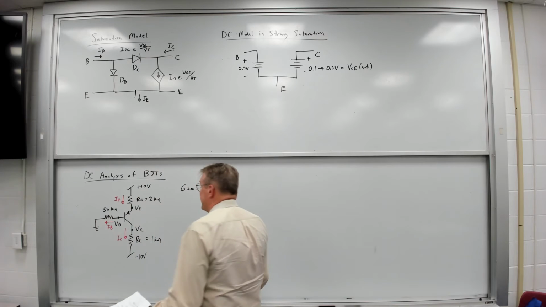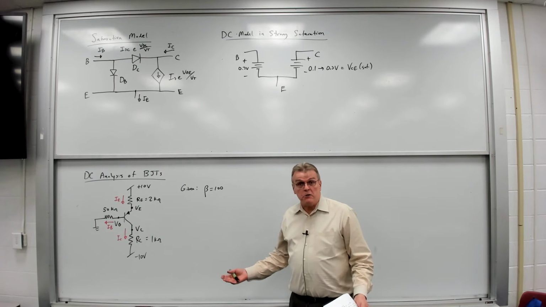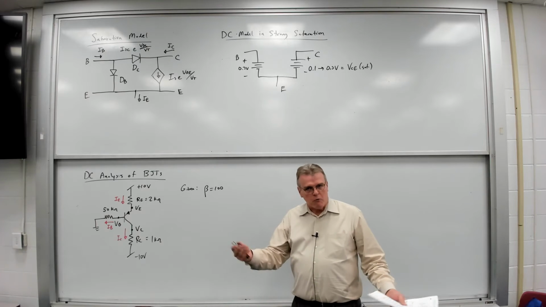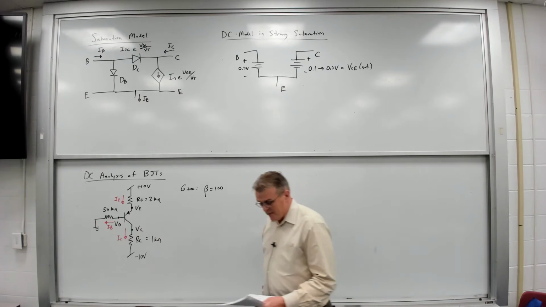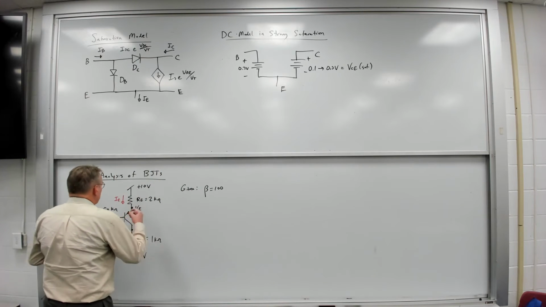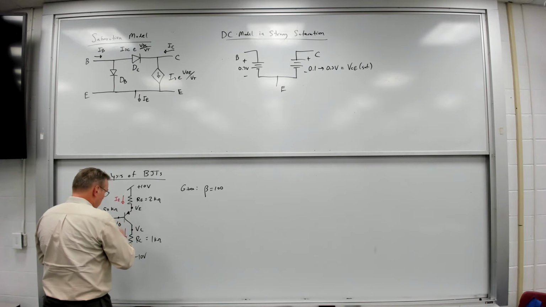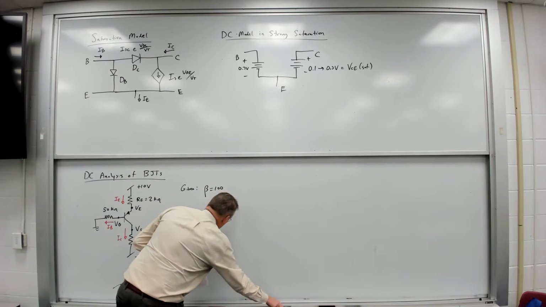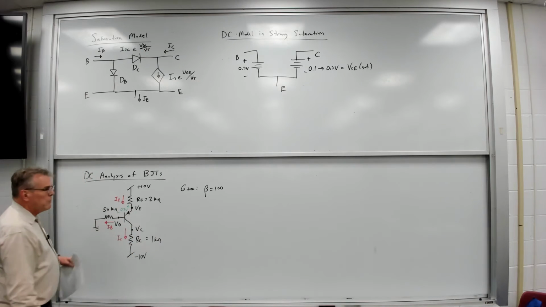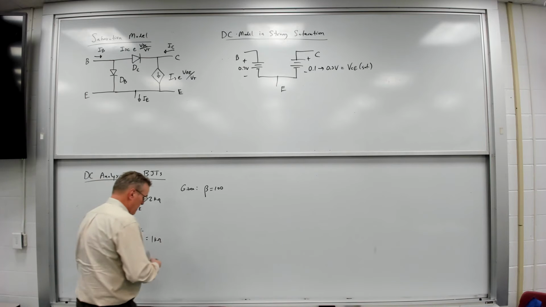The question is whether it is in active operation or saturation. Well, we'll make an assumption, and then we'll check and confirm our assumption to see if it's correct. So in this case, I'm going to use, once again, the constant voltage drop model, and VEB is equal to 0.7 volts.